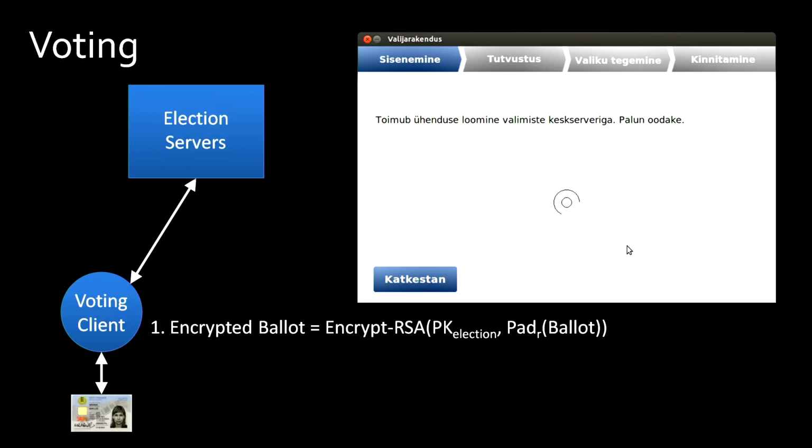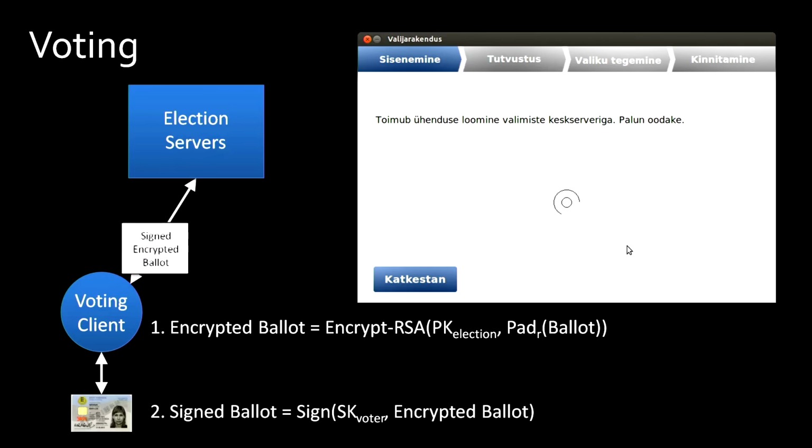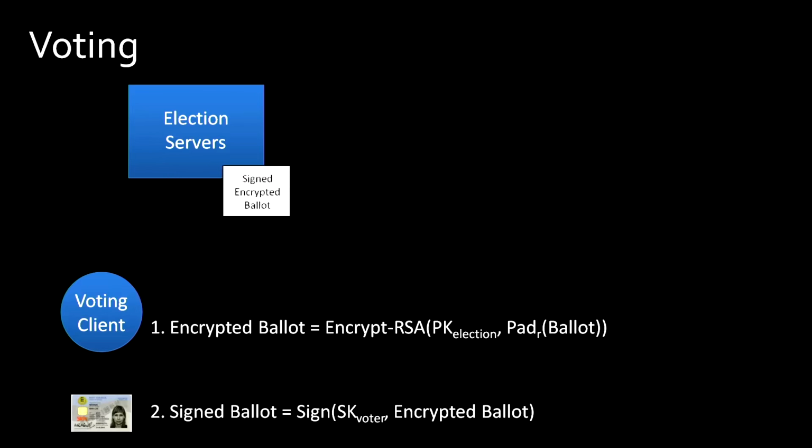So here's what it does. It does two things. First, it's going to encrypt your ballot choices using RSA and using some padding randomness that's been generated by the client. Then it's going to take that encrypted ballot and digitally sign it, using your national ID card. This second step results in the signed ballot, and the signed encrypted ballot goes up to the election servers where it's stored until it's time to count the votes. So that's the voting process in a nutshell, very simple.